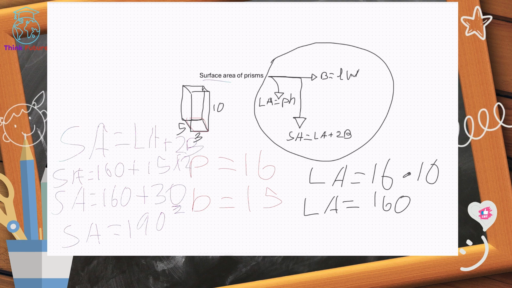Okay, that's how you solve the rectangular prism surface area. Bye.